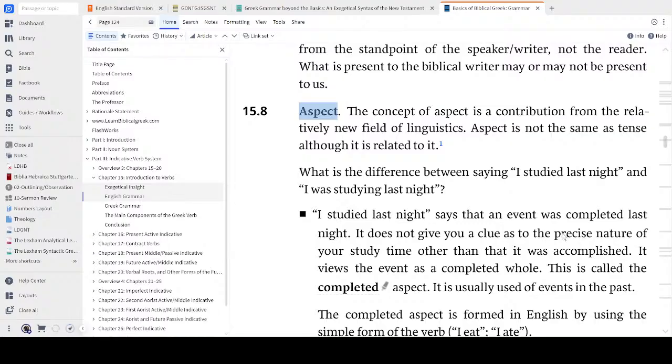What is the difference between "I studied last night" and "I was studying last night"? "I studied last night" is what's called a completed aspect. It's used of events in the past.